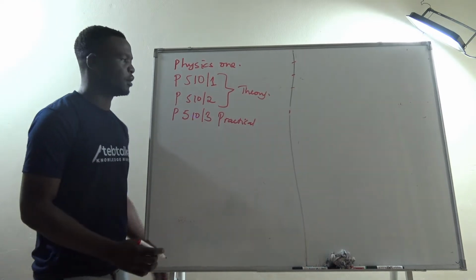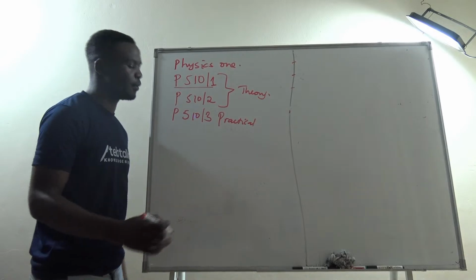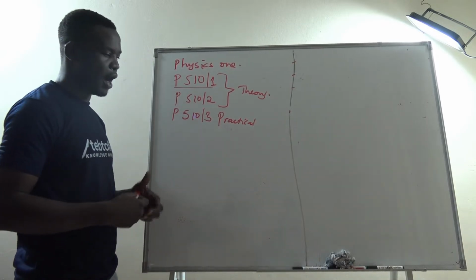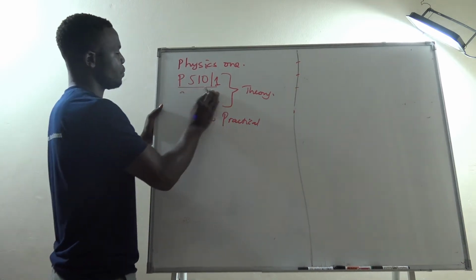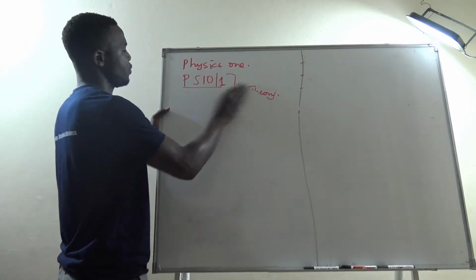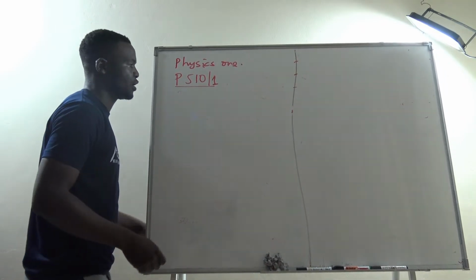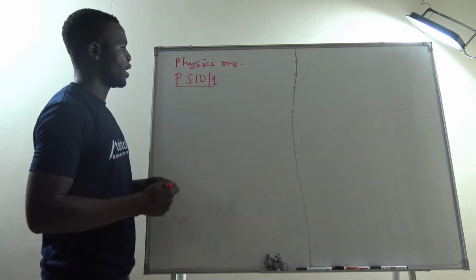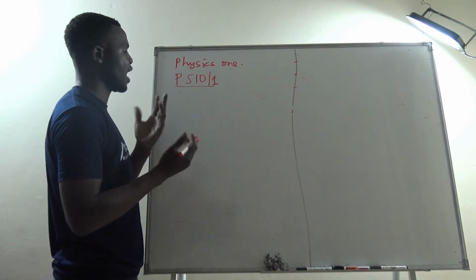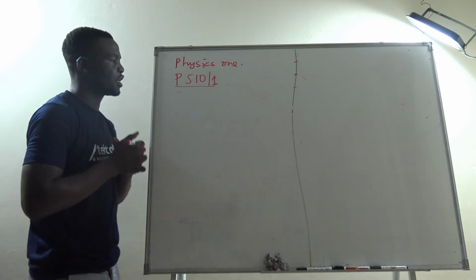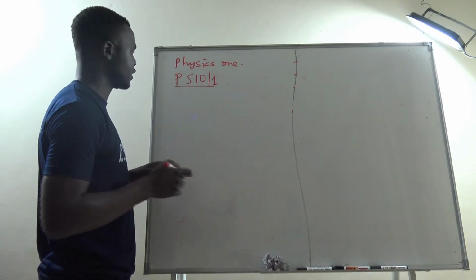Now, as I've told you, I'm basically taking you through physics paper 1. So let's see how physics paper 1 looks and what is in it. We are saying it is a theory paper. Now, physics paper 1, when you're doing the final paper, has 3 sections: section A, section B, and section C.